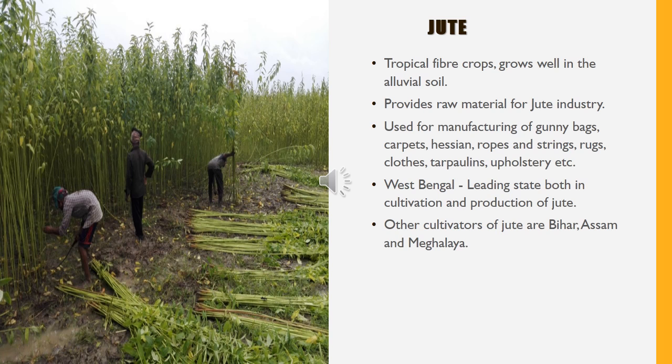So in sugarcane cultivation, Uttar Pradesh is the leading state. Then cotton: Gujarat, Maharashtra, Andhra Pradesh, Punjab, especially Gujarat is the leading state. Then jute: West Bengal is the leading state in cultivation and also production.